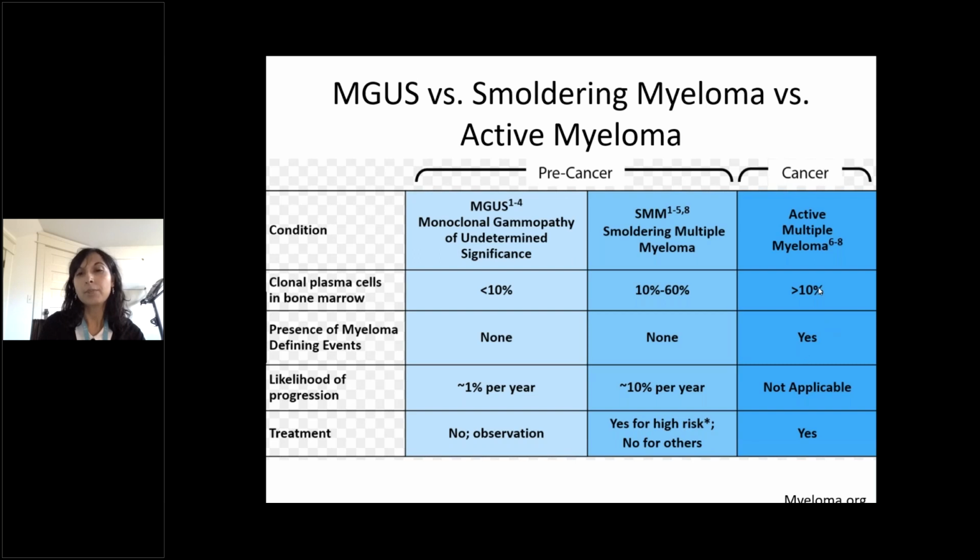And then, of course, there are the patients who have developed full-fledged myeloma, and they have myeloma-defining events, and they certainly require or would benefit from treatment.